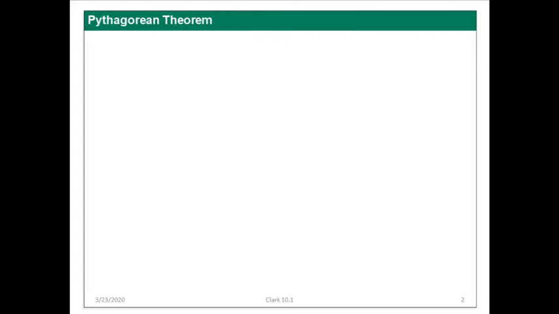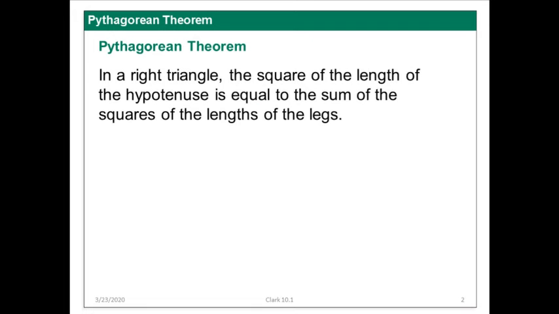Before we discuss, let's state first what the Pythagorean theorem is. The Pythagorean theorem states that in a right triangle, the square of the length of the hypotenuse is equal to the sum of the squares of the lengths of the legs.